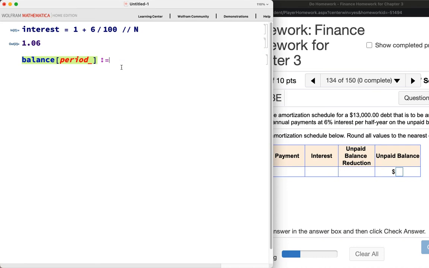So then I have interest times balance, period, minus 1, minus my payment, and I don't know what the payment is yet. We'll figure that out soon. Balance 0. Balance 0 is equal to $13,000.